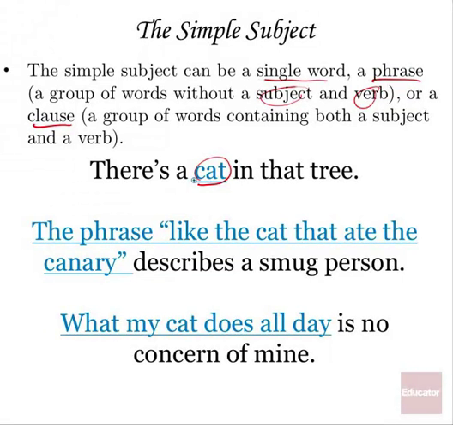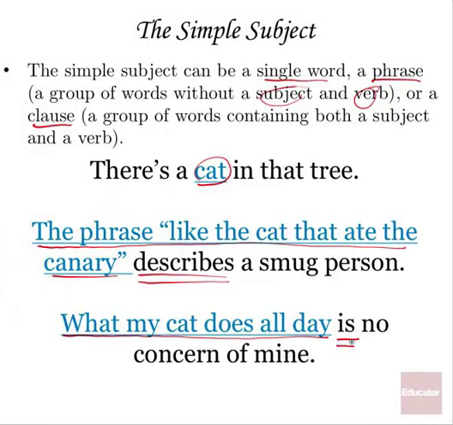However, the phrase, like the cat that ate the canary, describes a smug person. Well, our verb is describes, and that whole chunk of words, the phrase like the cat that ate the canary, is what's doing the describing. So it is our simple subject, even though it's long. All right, and what my cat does all day is a clause.